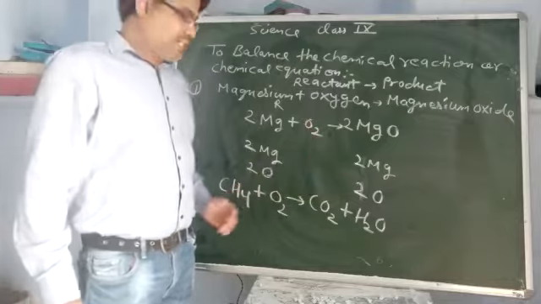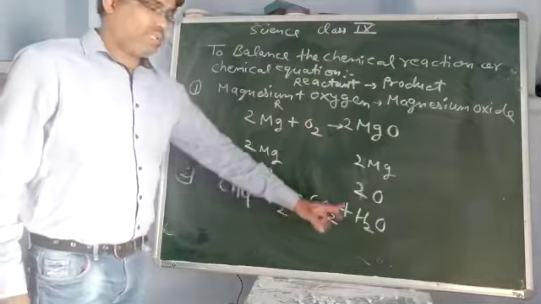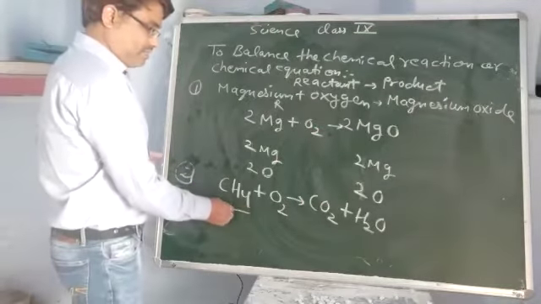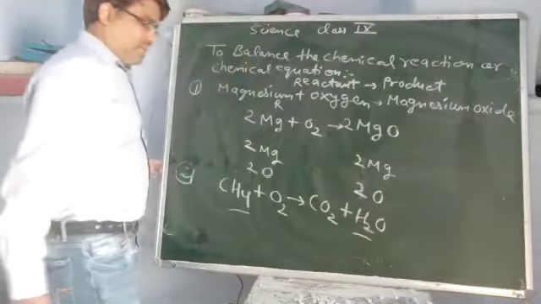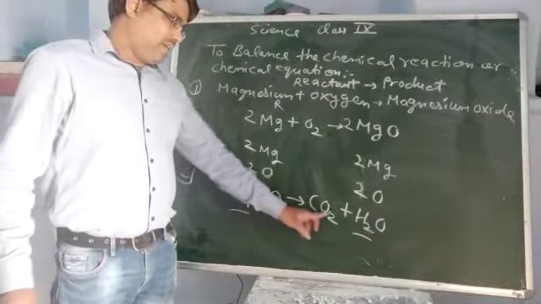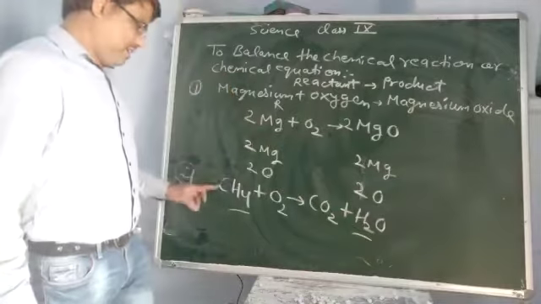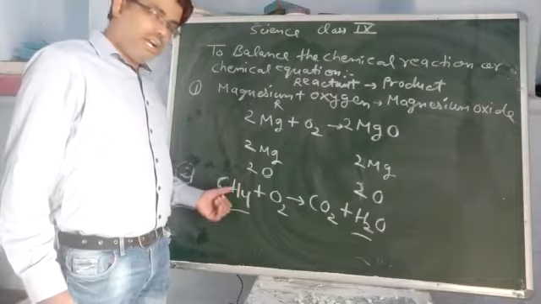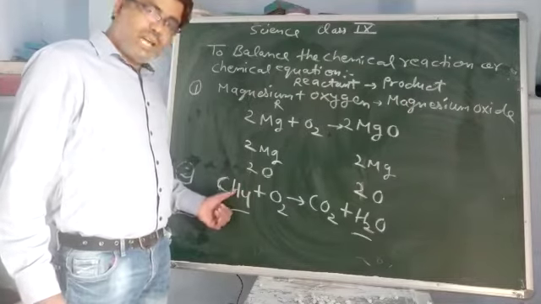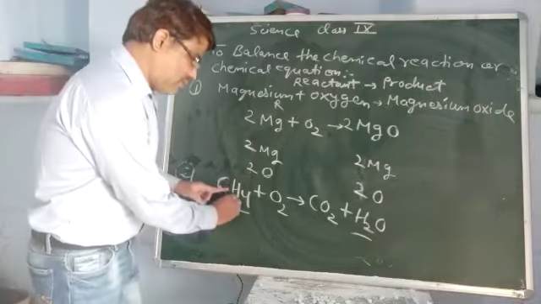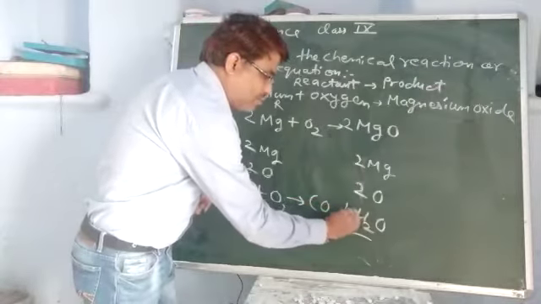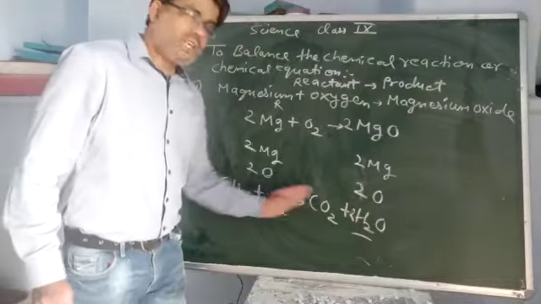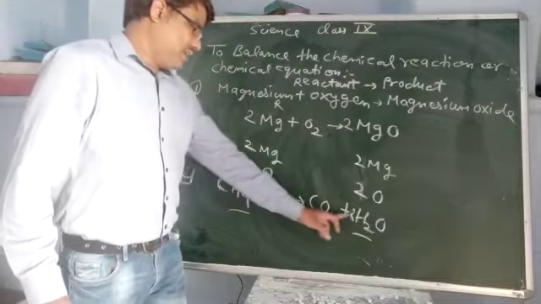Now the next example: CH4 plus O2 gives CO2 plus H2. How can we balance it? If you count the atoms, there is 1 carbon and 1 carbon. The hydrogen atoms have the maximum number, so first we have to balance hydrogen. Here we have 4 hydrogens, so we multiply H2 by 2 to balance the hydrogens. Now you can see that on both sides we have 4 hydrogen atoms: CH4 and 2H2.